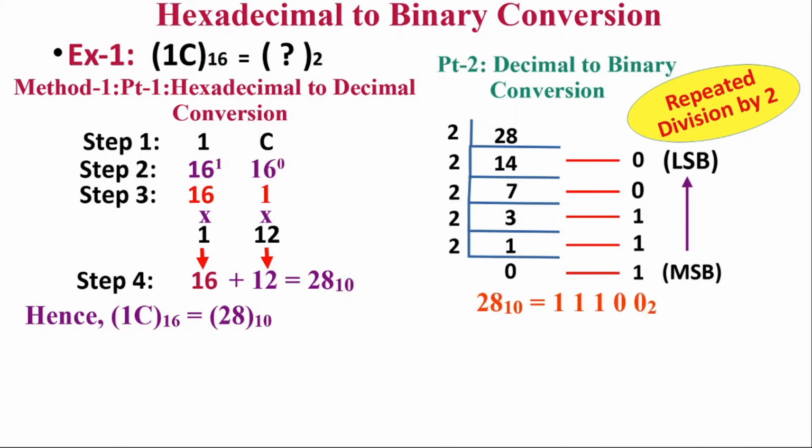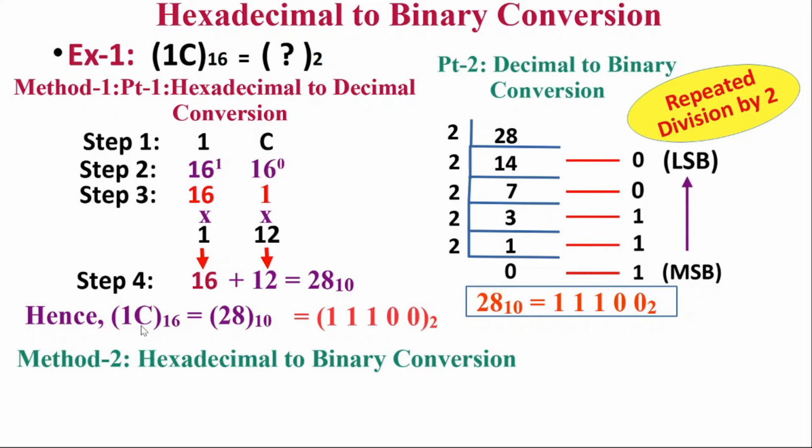So the binary equivalent of this decimal number 28 will be 11100. So we can write this 1C in hexadecimal is equivalent to 28 in decimal system, which is equivalent to 11100 in binary. So 11100 is the binary equivalent of the hexadecimal number 1C.